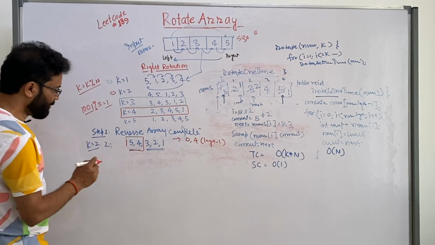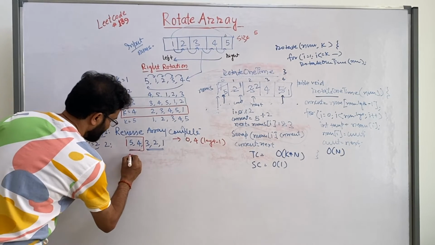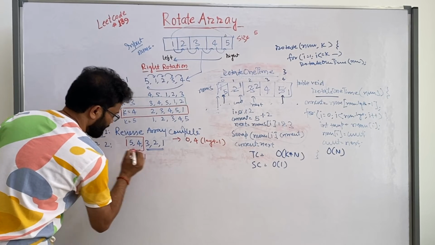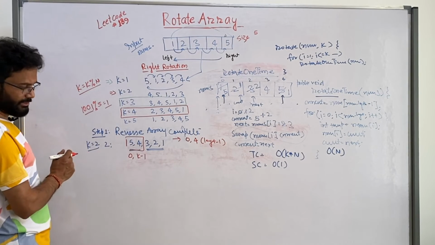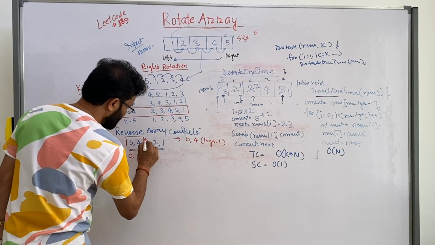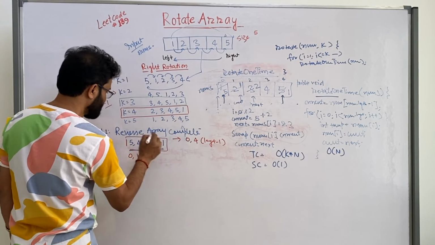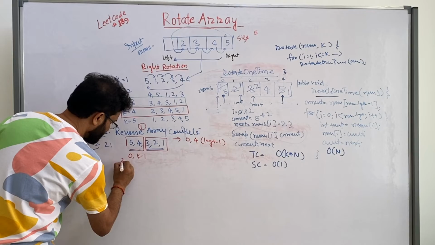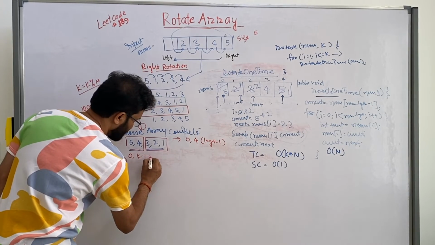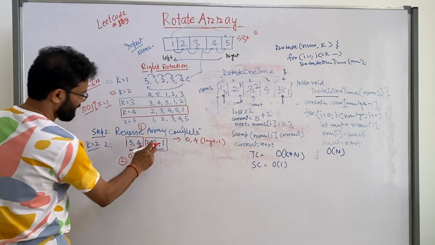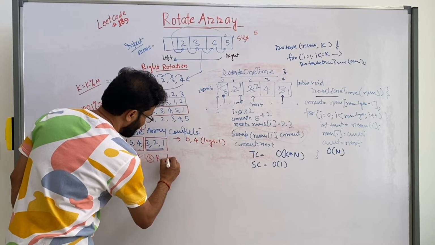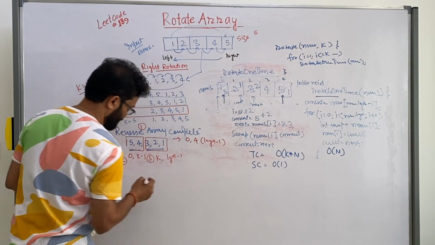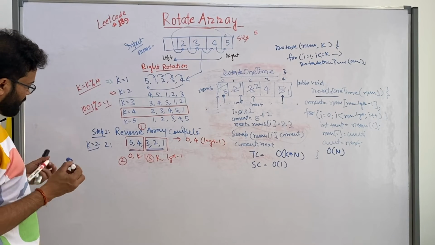Second step, you have to rotate only this much, means from 0 to k minus 1. K is equal to 2, so this is the index 1, so this much. And other part, so this is the first reverse, this is the second reverse, and then the third reverse. Third reverse we start from k to length minus 1. Let me show you will it work or not.